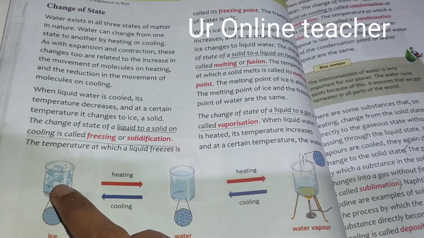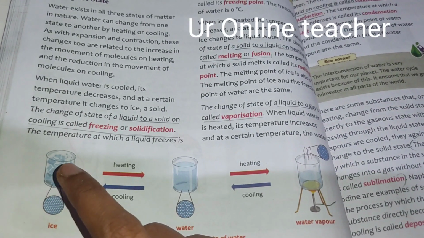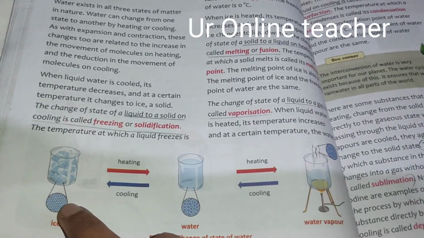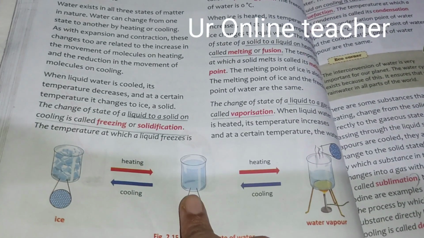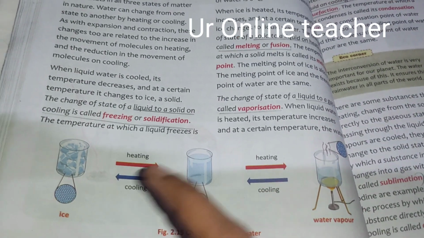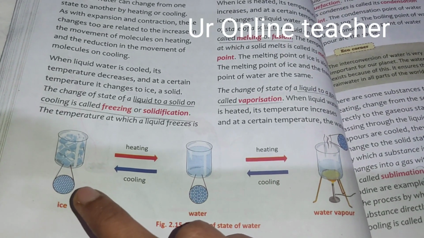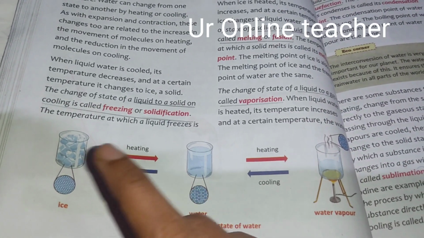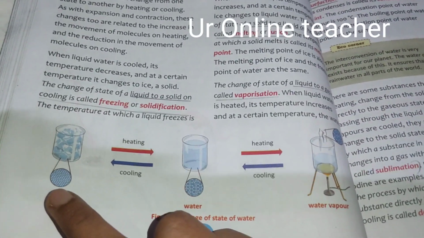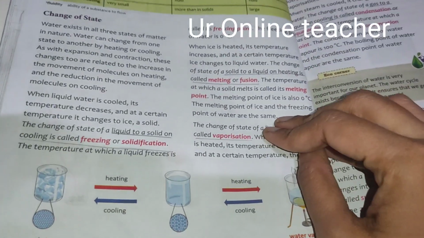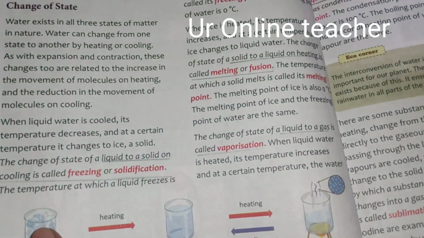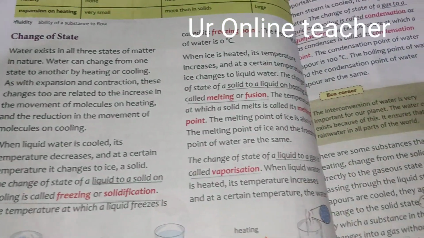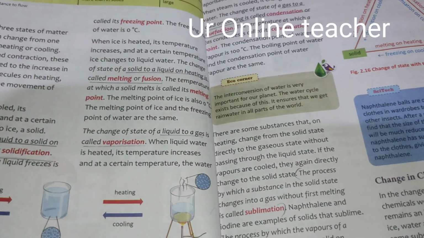As its temperature decreases, at a certain temperature it will change into ice, a solid. The change of state of a liquid into solid on cooling is called freezing, or because it is forming solid, solidification. The temperature at which a liquid freezes is called freezing point, and it is 0 degrees centigrade. Again, when ice is heated, its temperature increases and at a certain temperature ice changes into liquid.